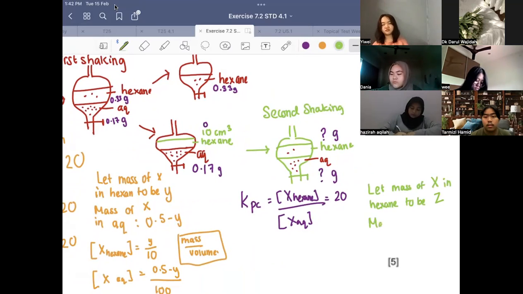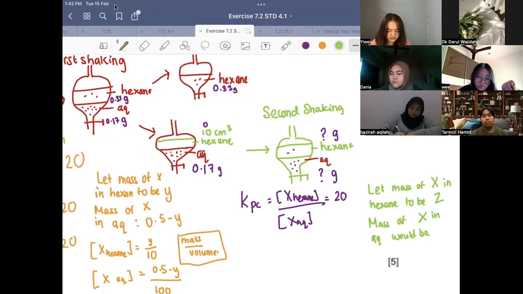So mass of X in aqueous would be, what's the mass of X in aqueous? Anyone wants to answer? Someone whose voice I haven't heard?